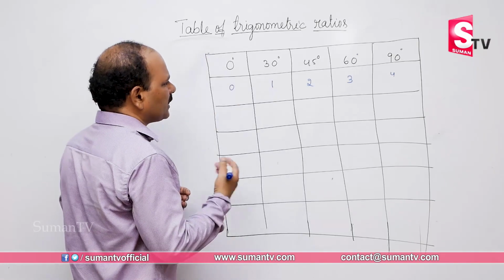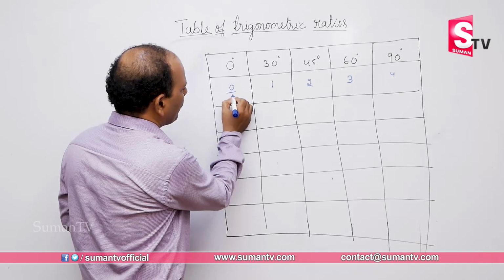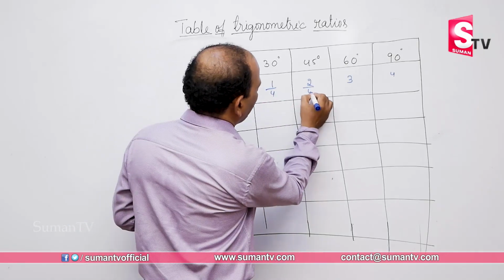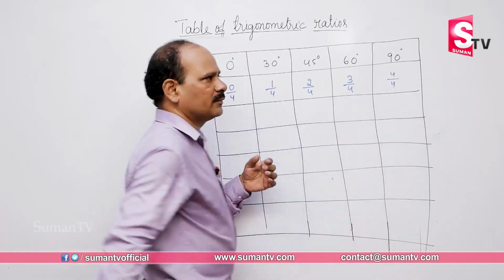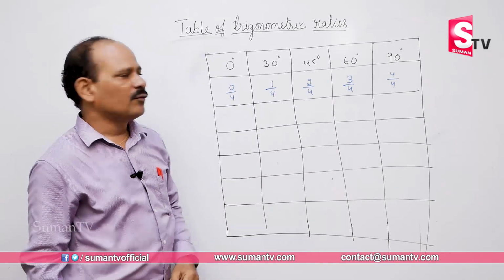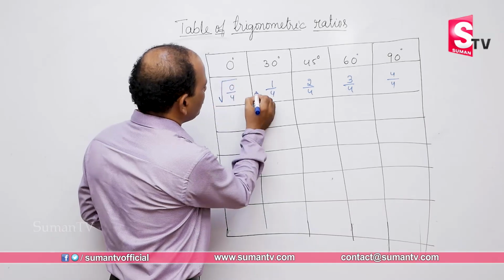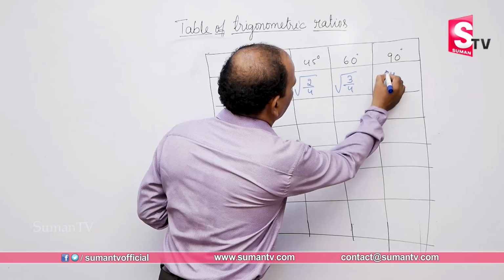In the next step, divide every number by 4. 0 by 4, 1 by 4, 2 by 4, 3 by 4 and 4 by 4. Now take the square root of every number.